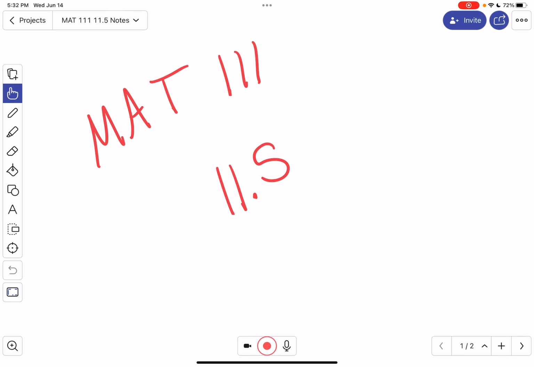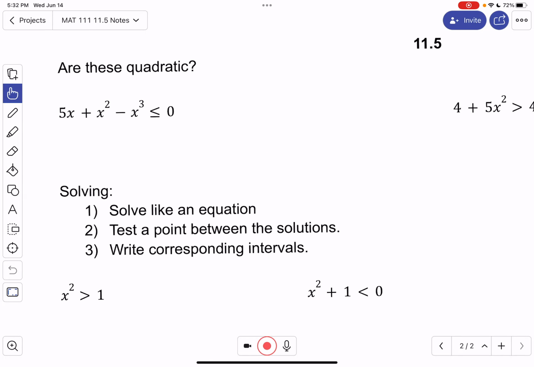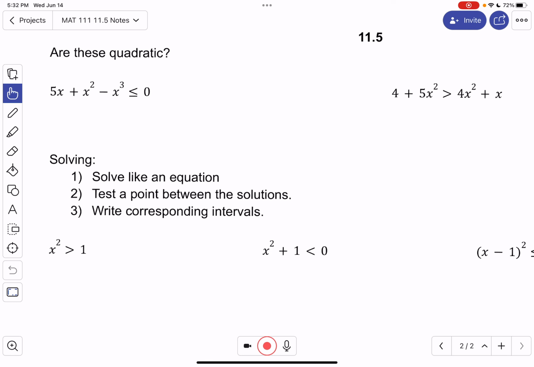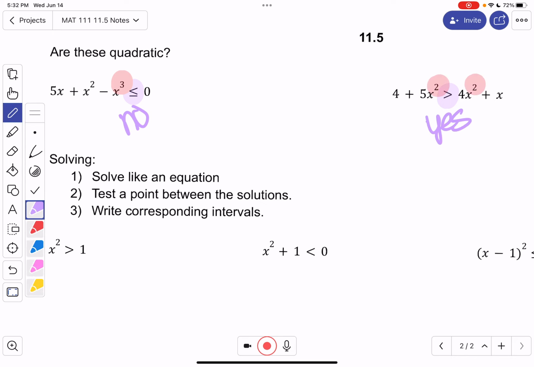All right, 11.5 goes over quadratic inequalities versus equations. So first, how do you recognize if it's a quadratic inequality? Well, one, it has to have the inequality sign, so these are both good. Quadratic has a highest exponent of 2. So this one has a 3, so it's not. This one, they're both 2's, so this is a quadratic.